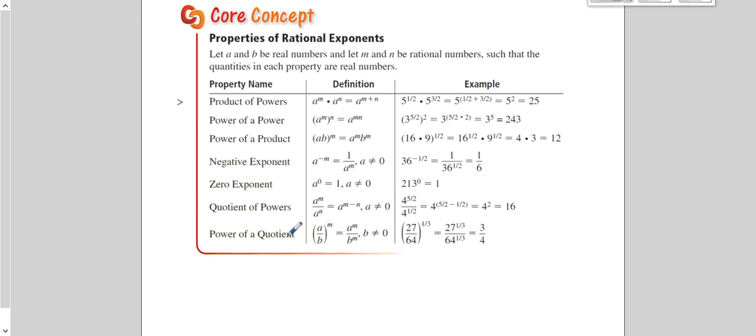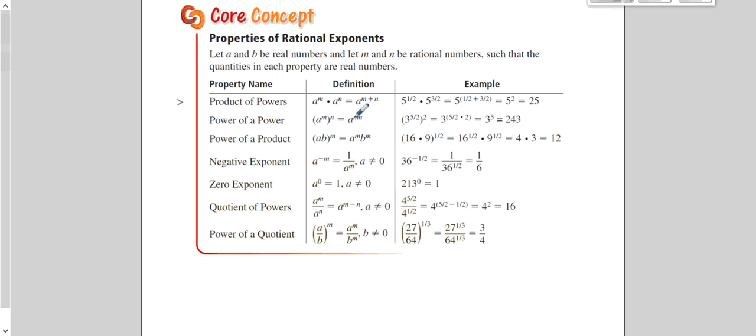Here's a reminder of all the rules we should know about exponents. Product of powers. When you multiply 2 powers with the same base, the shortcut is to add the exponents. We have to be able to apply this to fraction exponents. 5 to the 1/2 times 5 to the 3/2 will be 5 to the 1/2 plus 3/2. 1/2 plus 3/2 is 4/2. 4/2 is 2. So 5 squared is 25.